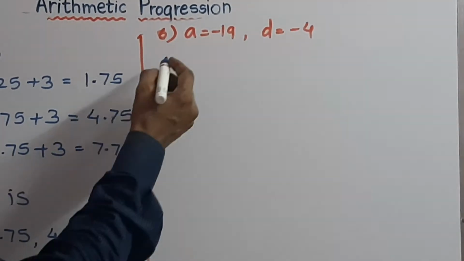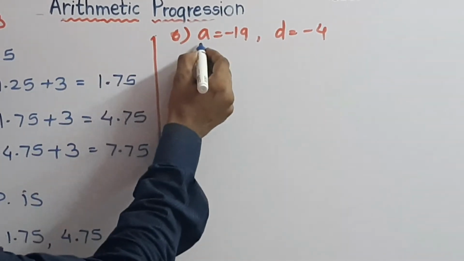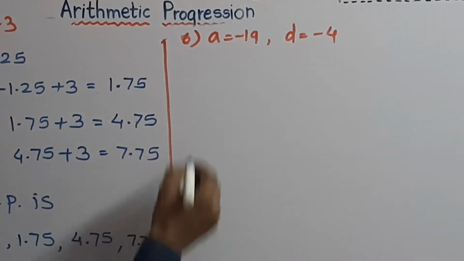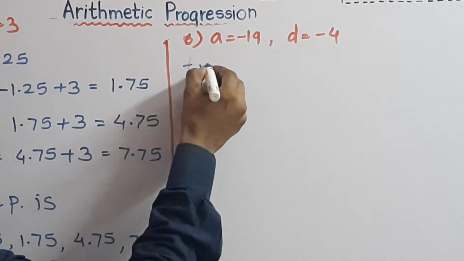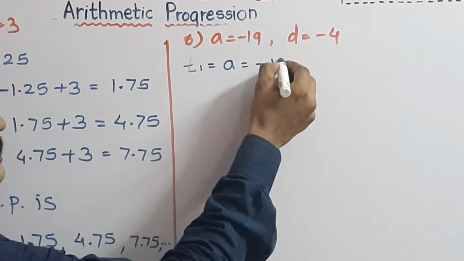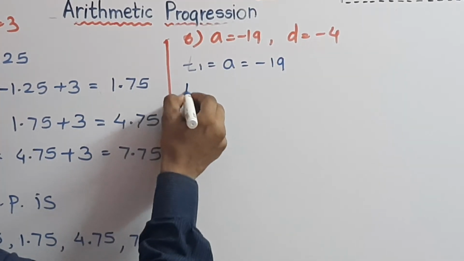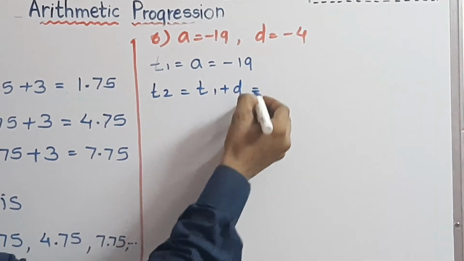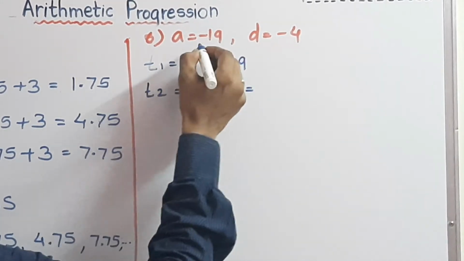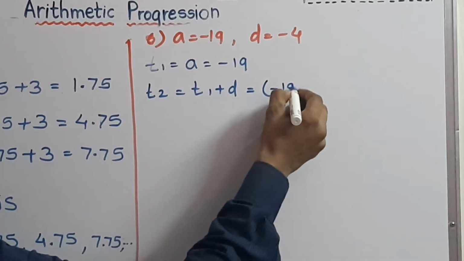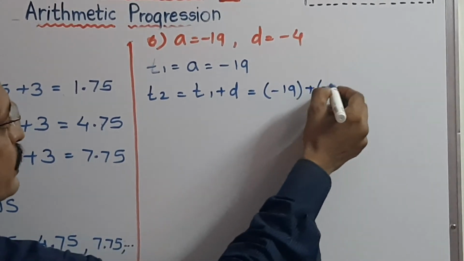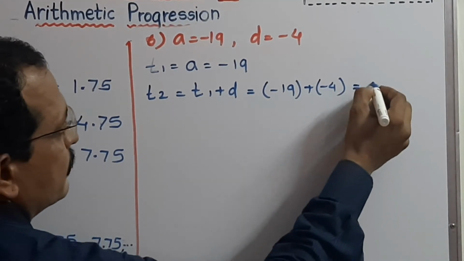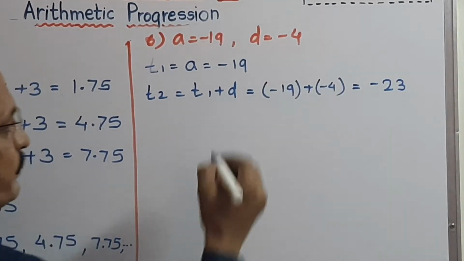Let's see the next sum, that is the sixth one. A first term minus 19, common difference D is equal to minus 4. Now T1 is equal to A is equal to minus 19. Then T2 is equal to T1 plus D. T1, that is A, is minus 19 plus D is equal to minus 4. This minus and this minus will plus, minus 23.